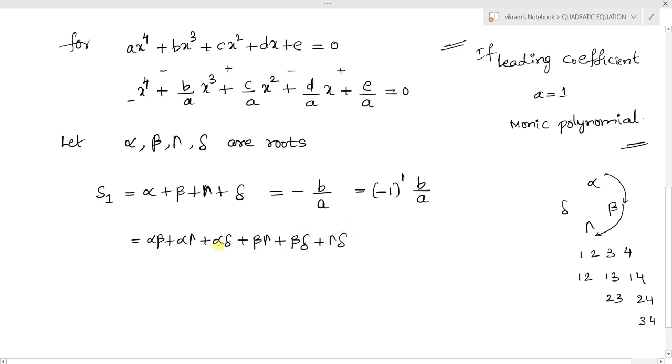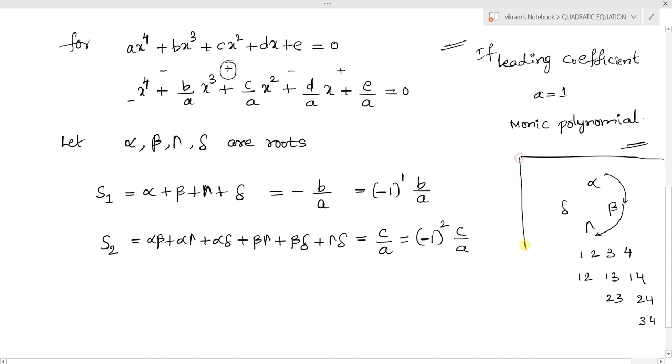So here we have 6 combinations if we take two roots at a time from the 4 roots, and we can represent this as S2. Then S2 equals, with signs plus, minus, plus, plus c/a, which can be generalized as (-1)^2 times c/a, the sign for two roots at a time.